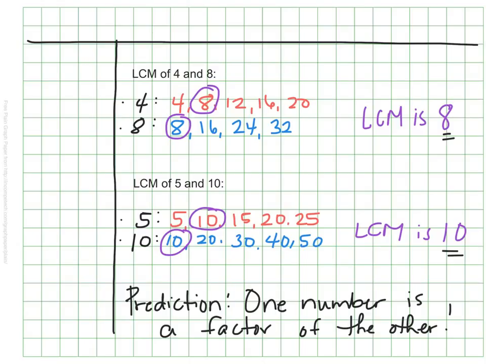If you noticed that one number was a factor of the other, you're right. In this case, if one of the numbers is a factor of the other, the lowest common multiple is that larger number. 4 was a factor of 8. 8, our larger number, was the lowest common multiple of both. Same thing for 5 and 10. 5 is a factor of 10, and 10, the larger of the two numbers, was the lowest common multiple of 5 and 10.